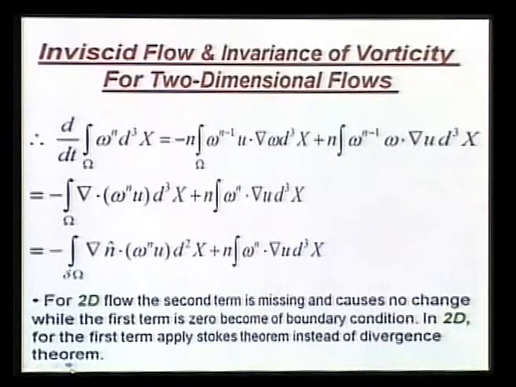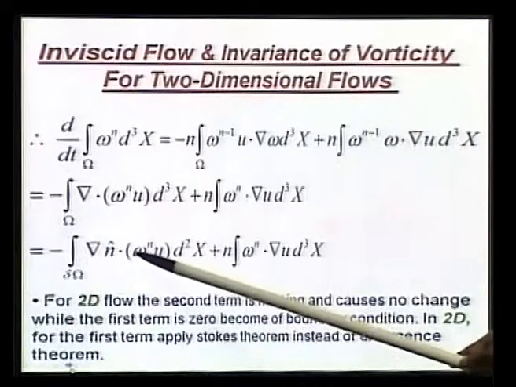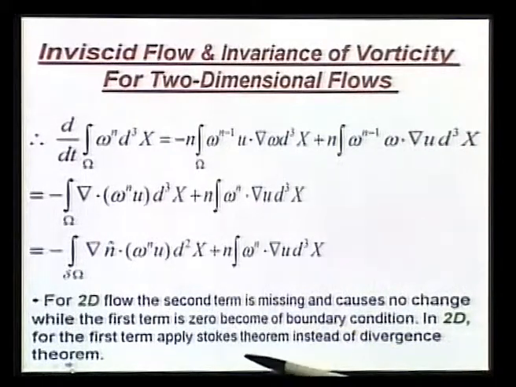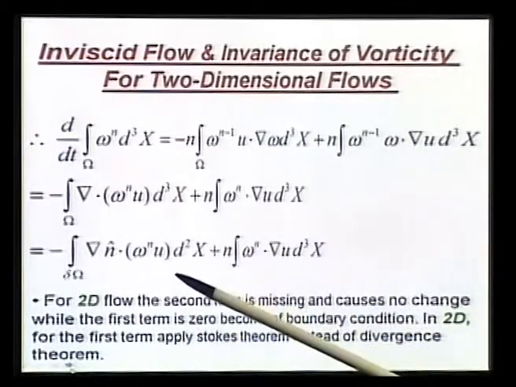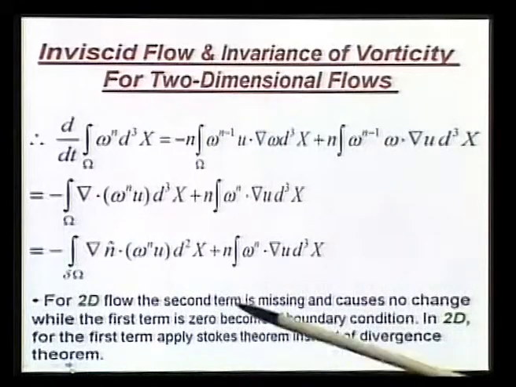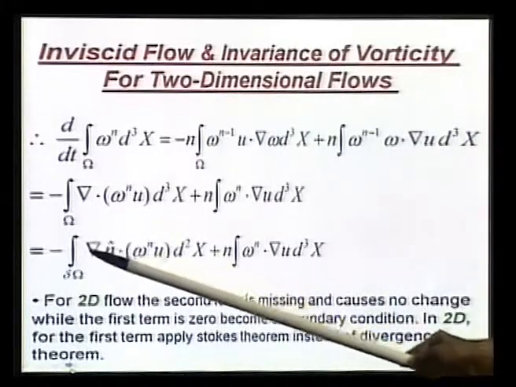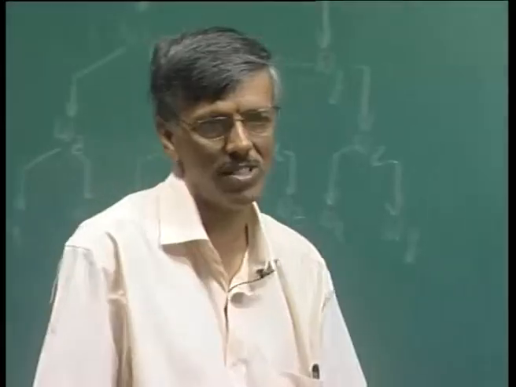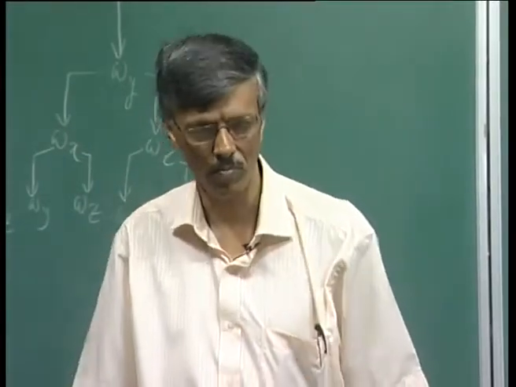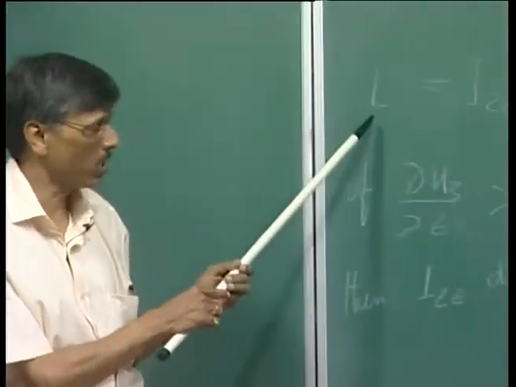So, we know that the first term is 0 if we consider the boundary condition. If you are looking at the far field boundary, the vorticity itself is 0. If you are looking at the solid boundary, no slip condition will ensure u is 0. So, this will not be 0, this is already absent. So, for 2D flows you find that any order moment that you look at for vorticity does not change with time, right. That was what we were talking about.